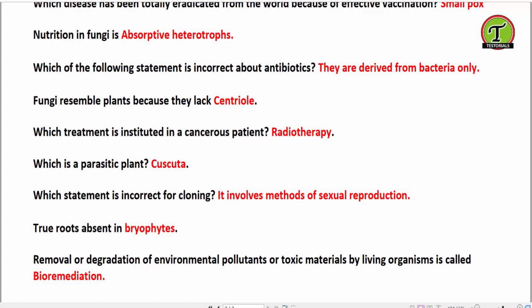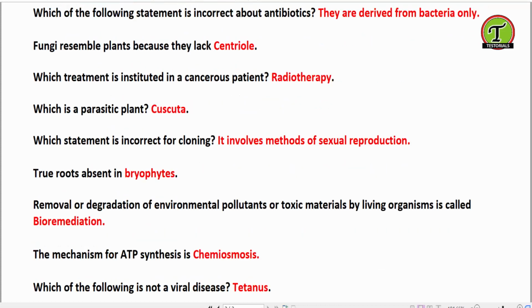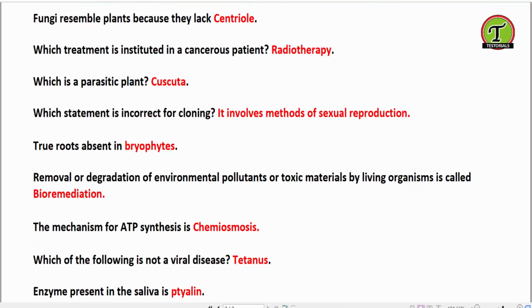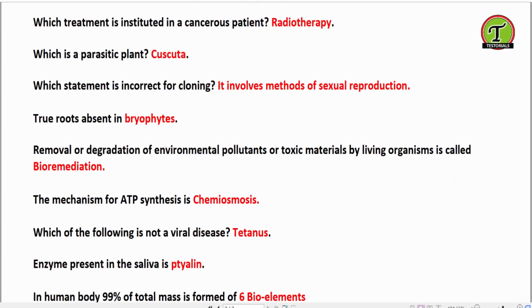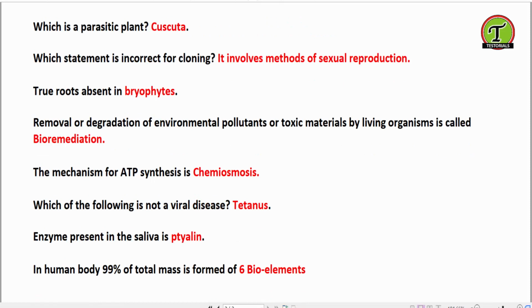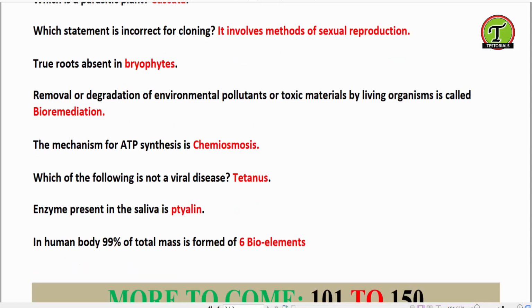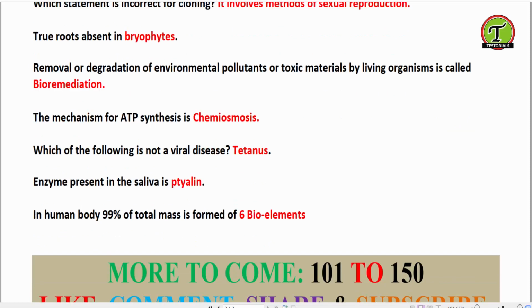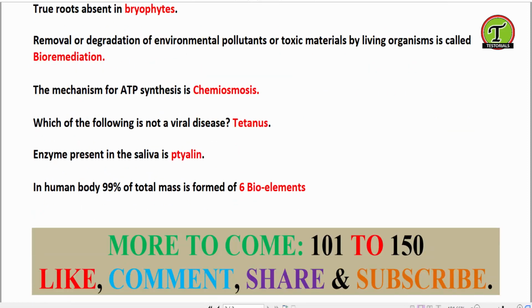Which treatment is instituted in a cancerous patient? Radiotherapy. Which is a parasitic plant? Cuscuta. Which statement is incorrect for cloning? It involves methods of sexual reproduction. True roots absent in bryophytes. Removal or degradation of environmental pollutants or toxic materials by living organisms is called bioremediation.